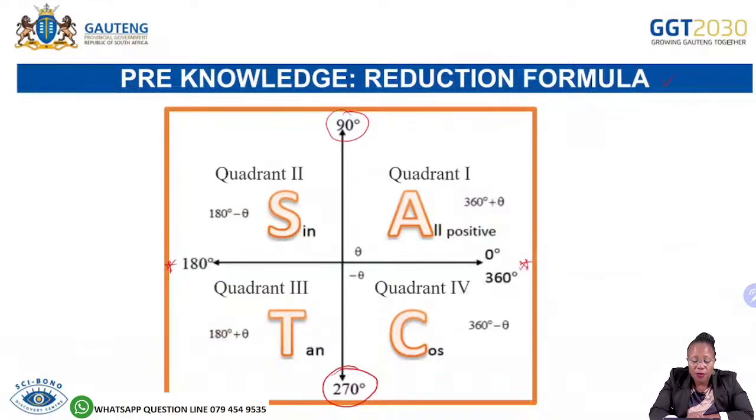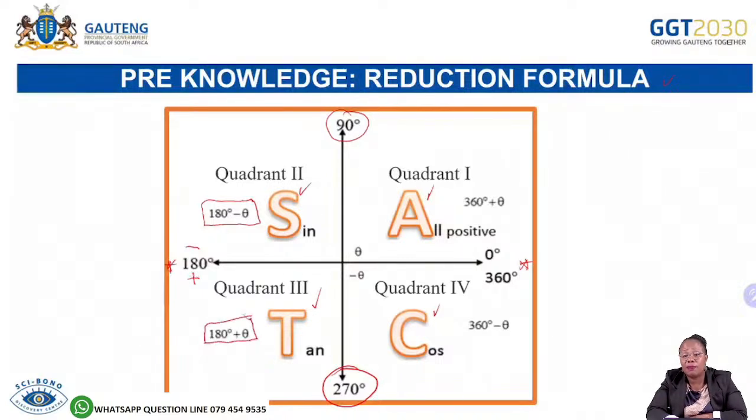Okay, and then now if we are in quadrant 2, remember this is a CAST diagram to remind you. It's a CAST, C-A-S-T, diagram. So if I am before 180, that means I'm less than 180. So it's 180 minus. That is why we are having this 180 minus theta there. If I have passed 180, then I am more than 180. It will be 180 plus. That is why we are having a reduction of 180 plus there.